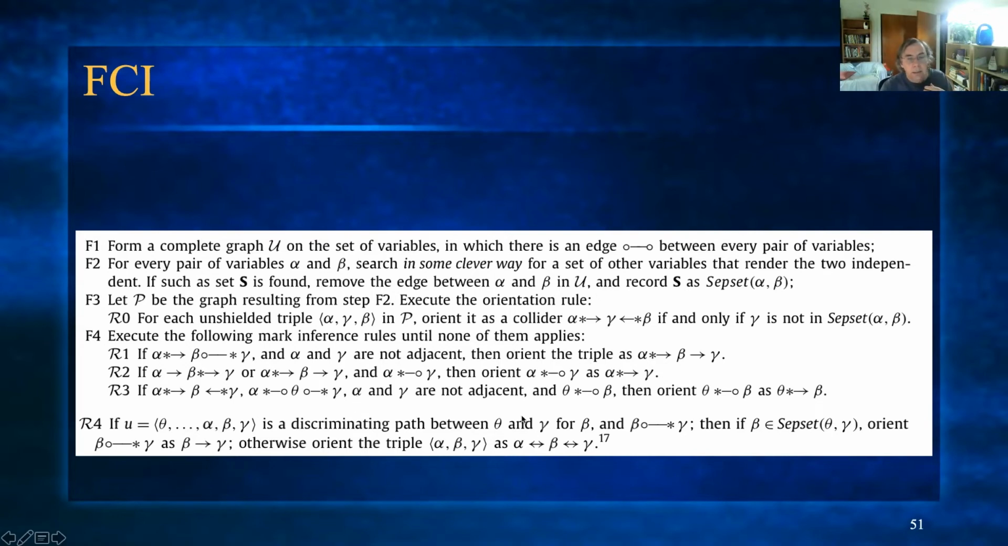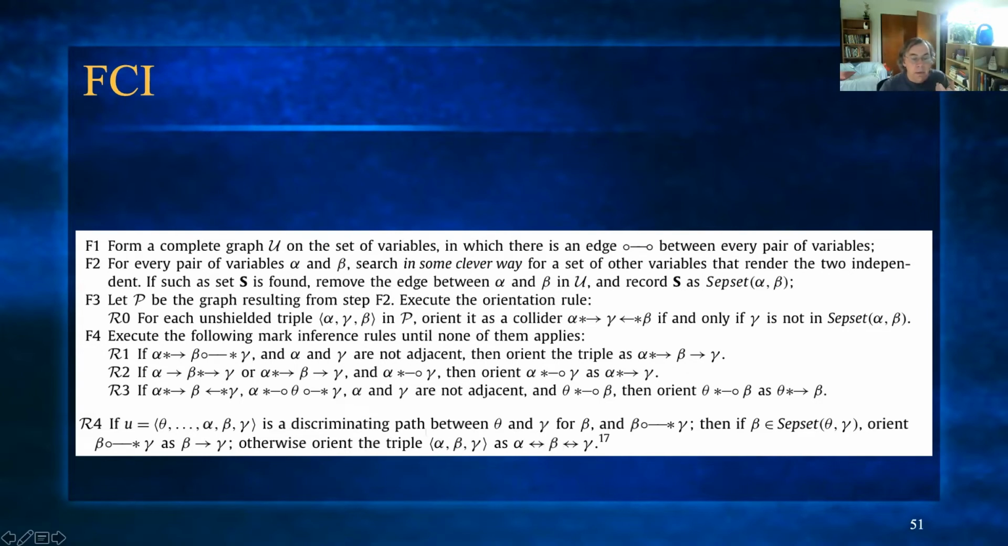And here, this is analogous to the third Meek rule, whereby if we had that double triangle situation, we were able to orient an edge. So each of these orientation rules is exactly analogous to one of the orientation rules in PC. But then we need a fourth rule, which says if there's this kind of discriminating path, and beta is in the subset, we orient things one way, but otherwise we orient it as a collider. We put arrowheads at beta.